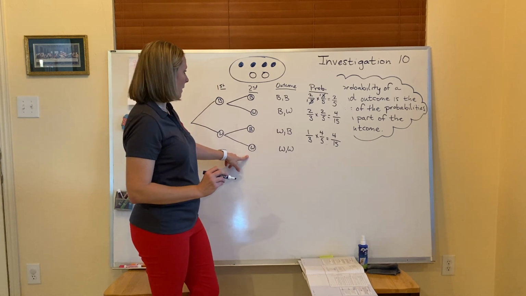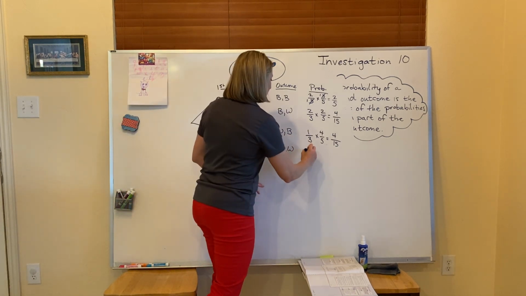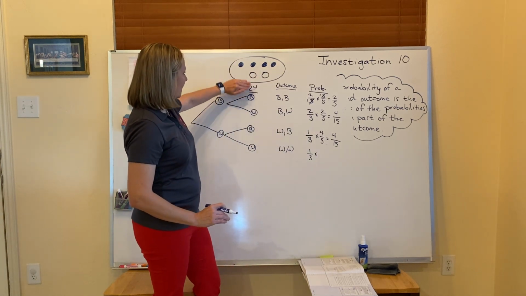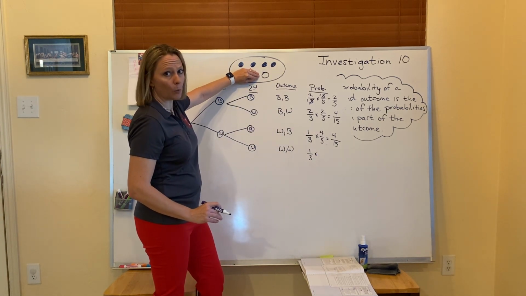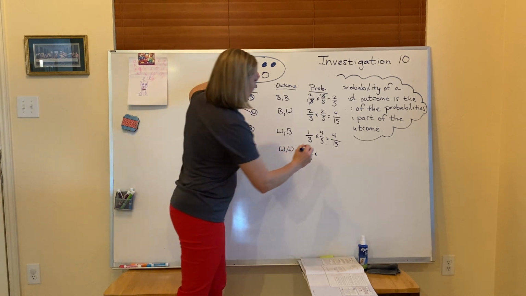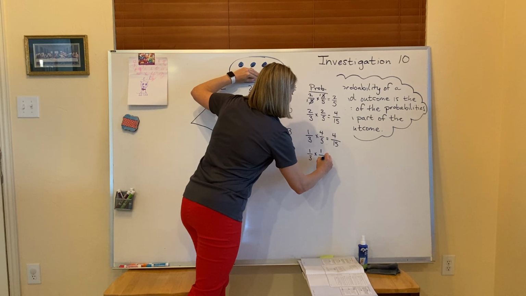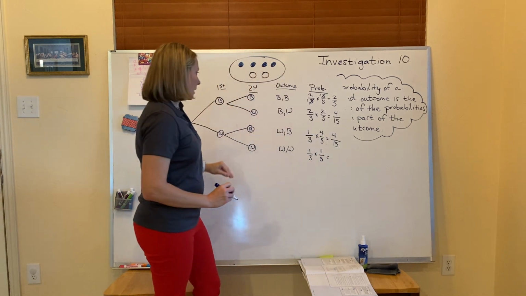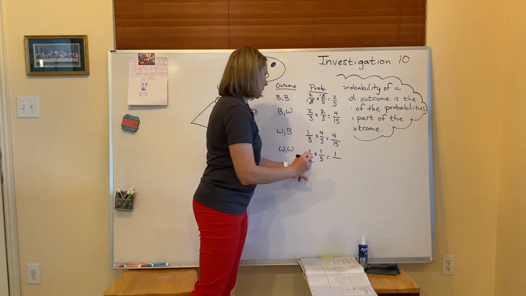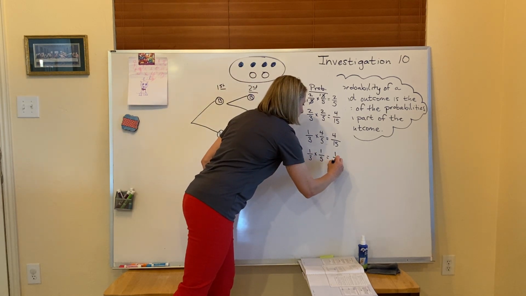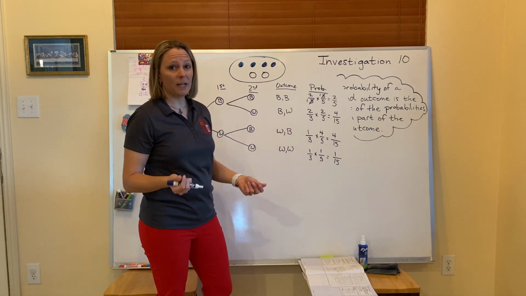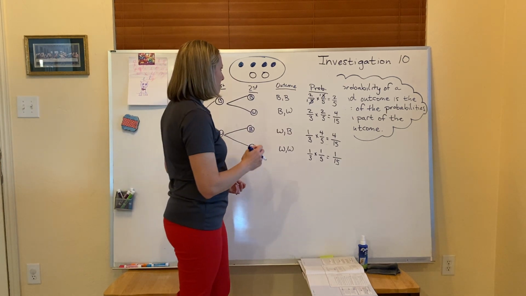White, white. Let's look at that one. We have a 1/3 probability of drawing a white first, but what about drawing a white second? Well, there's only 1 white left. So we have a 1 out of 5 chance of drawing a white the second time. So 1 times 1 is 1. 3 times 5 is 15. Okay, so drawing a white and a white, we have a 1 in 15 chance of doing that.